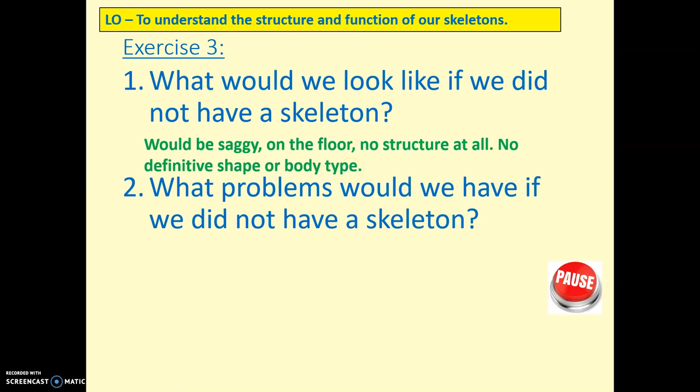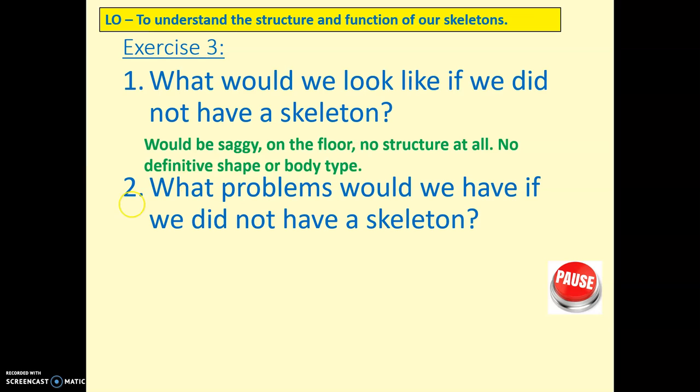We wouldn't have that support mechanism. We wouldn't have that shape. So give yourself 1 mark, just 1 mark, if you mention something along those lines of no definitive shape or body type. What problems would we have if we did not have a skeleton?